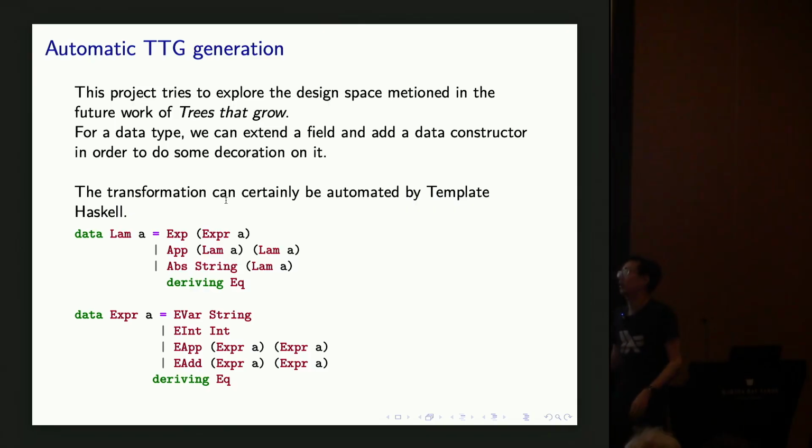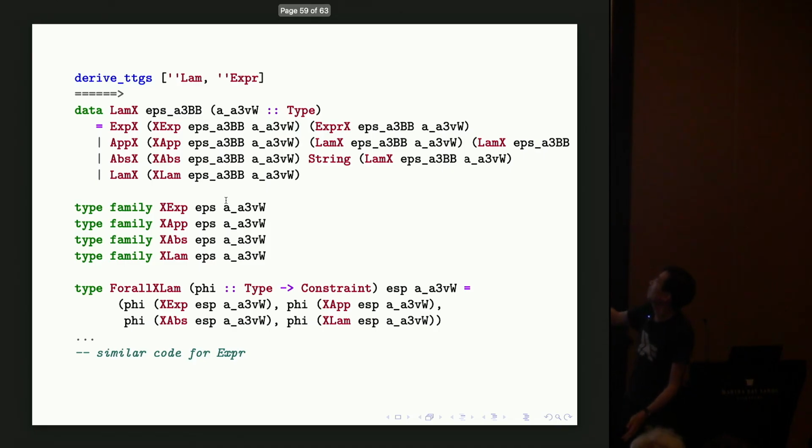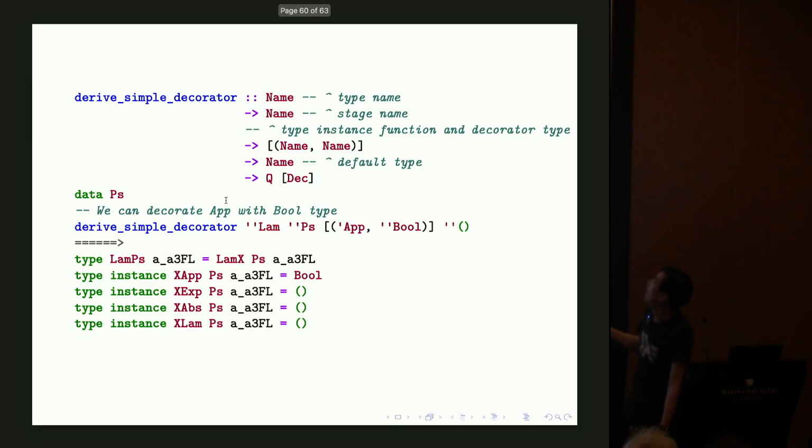Okay, 1 minute. The TDG is, you can just derive TDG automatically, and you just specify the types. It will generate the type families and the extensions for you. And you can do some simple decorator and specify the type equations, what is the left type and what is the right type and the default type. It will give you these type family declarations.